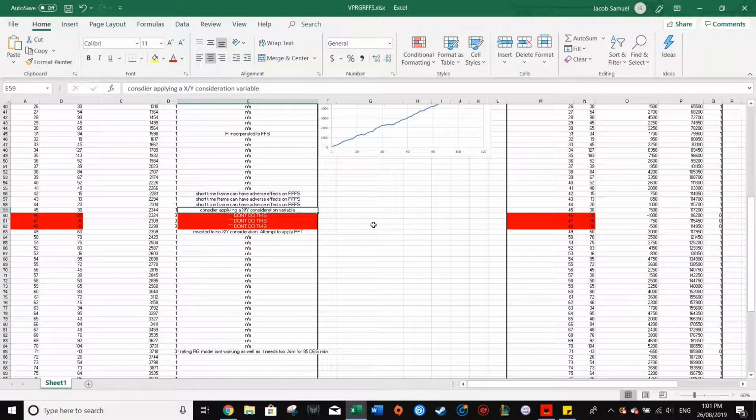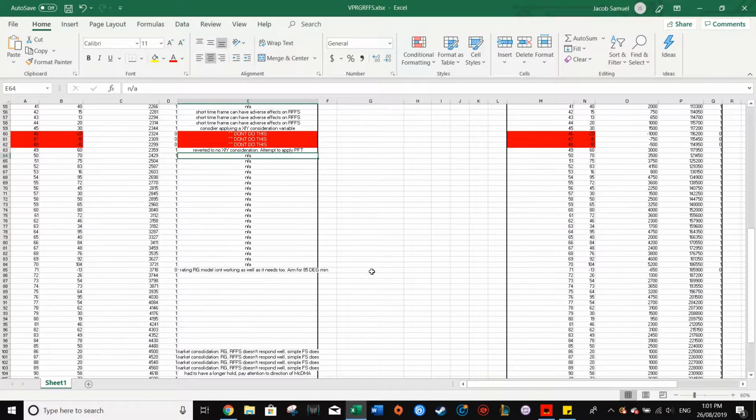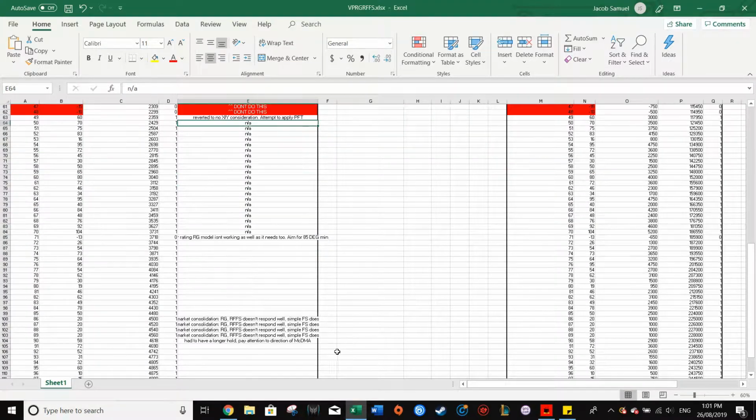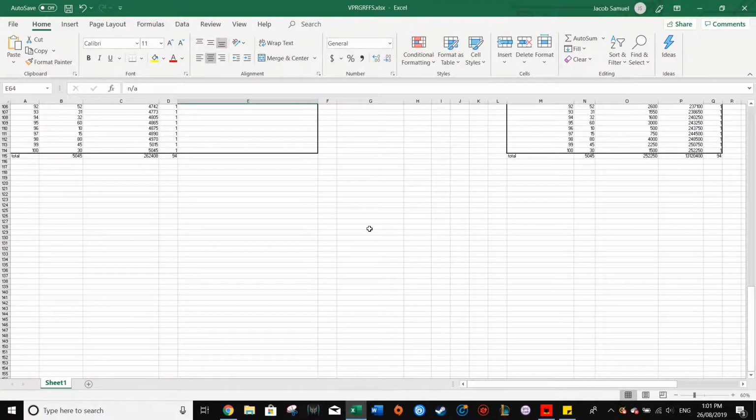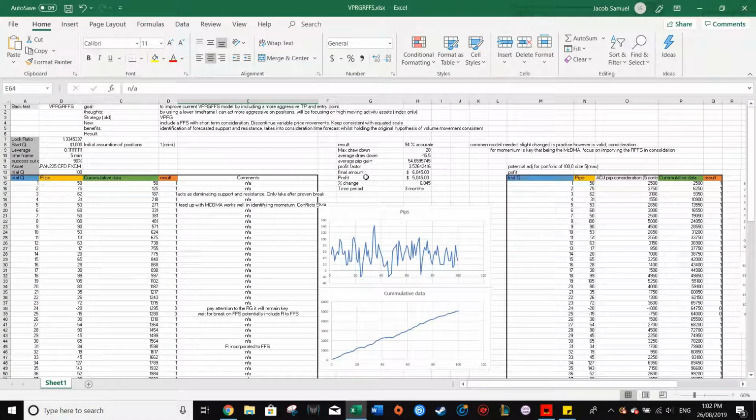You need to set rules for your strategy that you won't break. And as I'm just doing a test, I got short-term effective adverse effects on that, and then I tried to apply an X and Y variable, and then it just didn't work. So I said, just don't do that. And then at the end of that, you might want to summarize what you did. So for me, it came out at a 94% accuracy over 100 trades. So that was quite good.